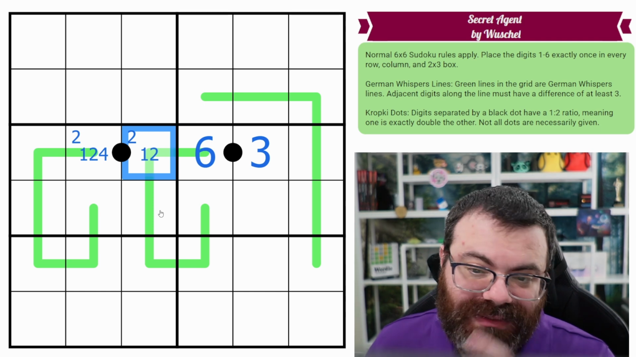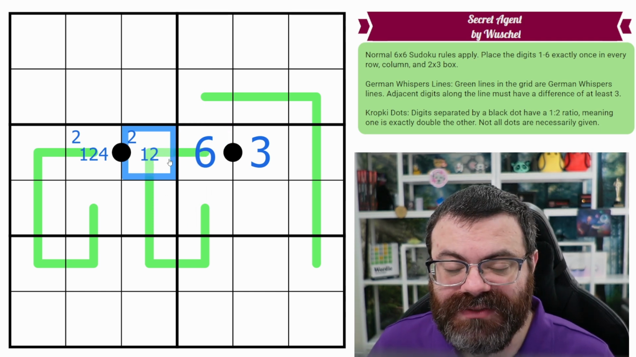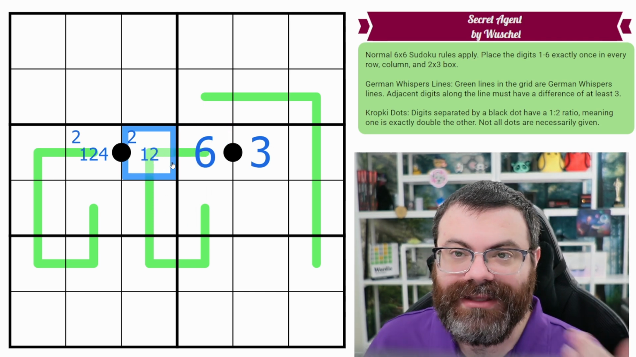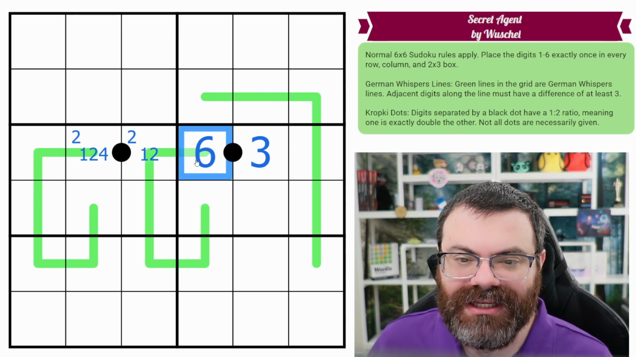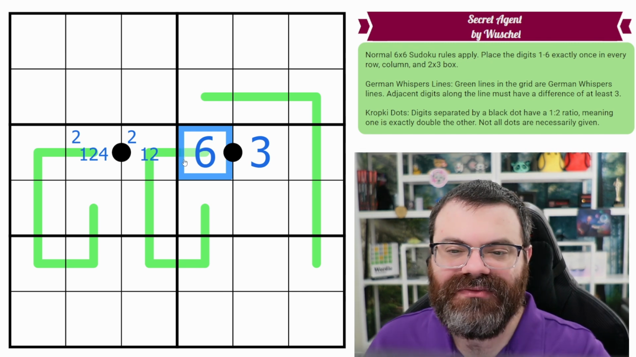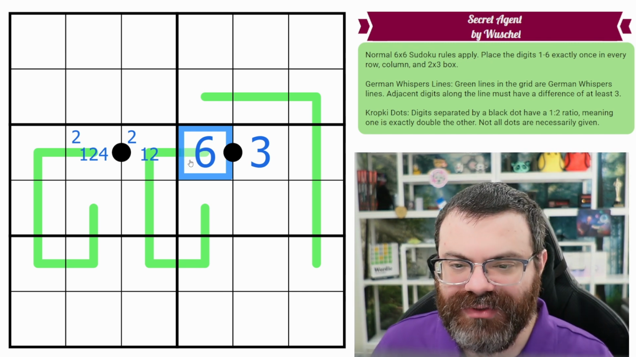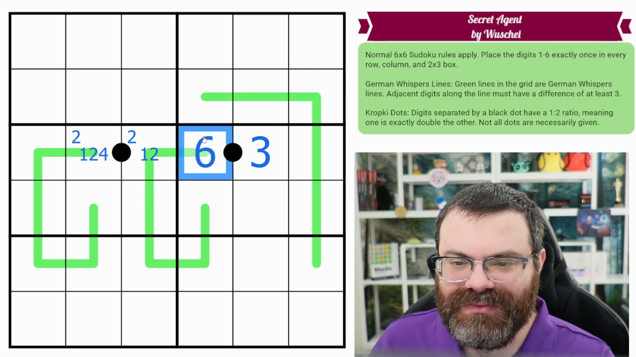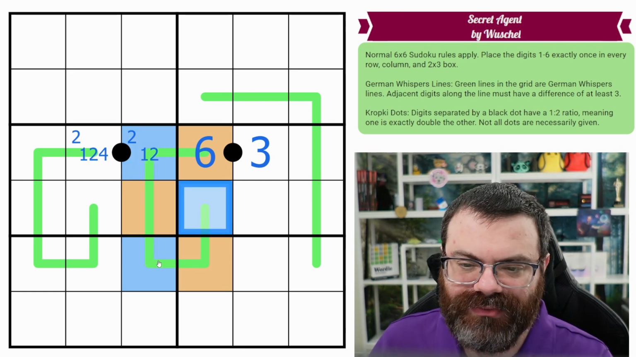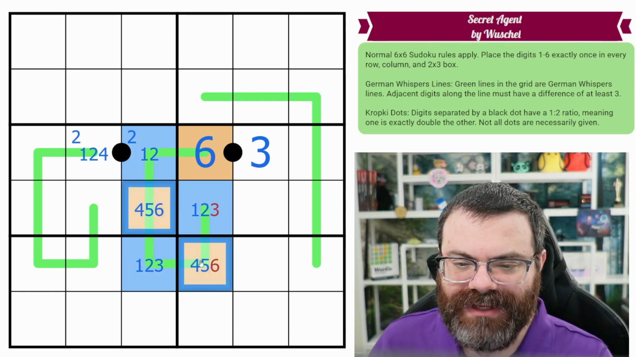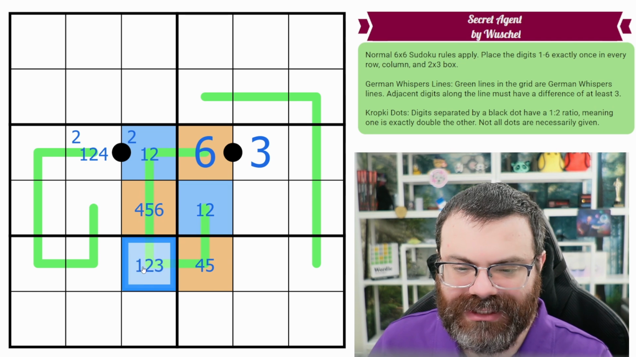So now what we can think about is how German whisper lines will always flip between low and high. They go back and forth. Low, in this case, high, low, high, low, high, low. Because we're either going to be subtracting 3 or adding 3. You can't subtract 3 twice. You can't add 3 twice. So we're going to go from this 6, which is high. I can start coloring. These are going to end up high, and then these are going to end up low. And low is 1, 2, 3, and high is 4, 5, 6. So let's just naively put those in there.